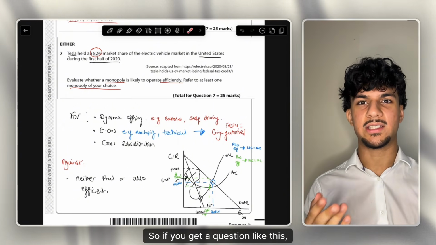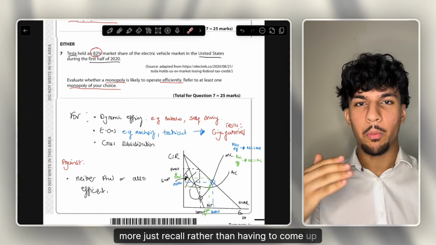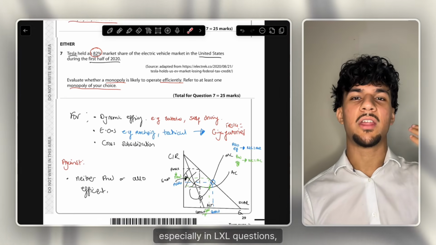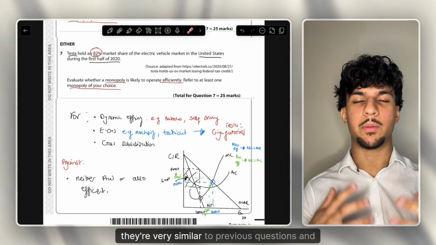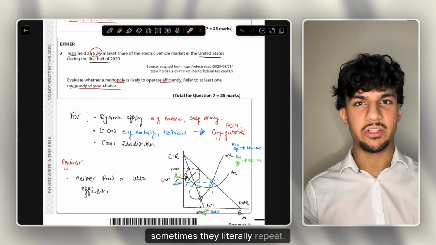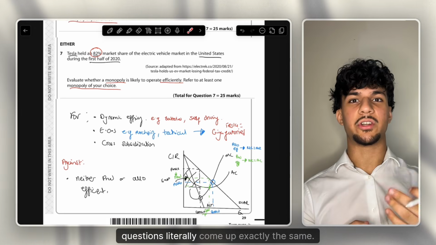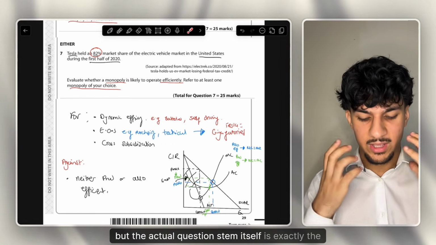So if you get a question like this, you pretty much don't even have to think, and it's more just recall rather than having to come up with the points. Since, as I always say, especially in Edexcel, questions don't repeat, but they rhyme. So when these questions come up, they're very similar to previous questions, and sometimes they literally repeat. Like the common example of price discrimination questions literally come up exactly the same. Yeah, the wording's changed a bit, but the actual question stem itself is exactly the same.